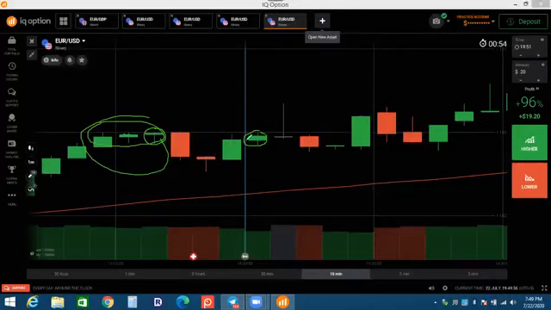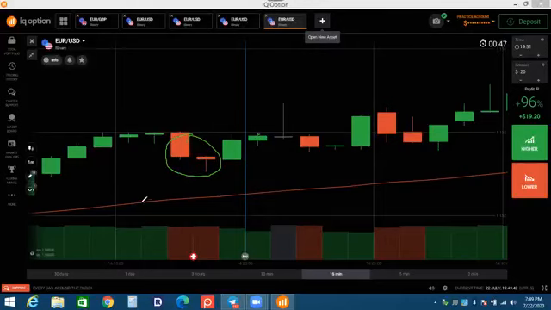Okay, so now there is a gap here. The gap will be filled by the buyers, not by the sellers, because sellers are not interested in this area. If the sellers are interested, why don't they create a downtrend? It means they are very weak. Sellers are very weak here. So that's the reason here will be the green candle.